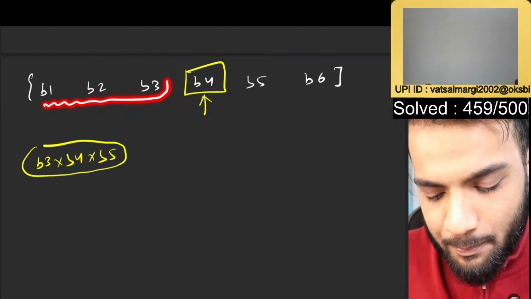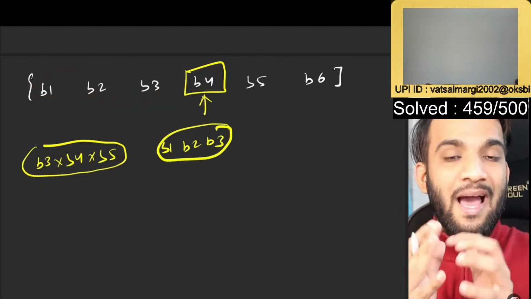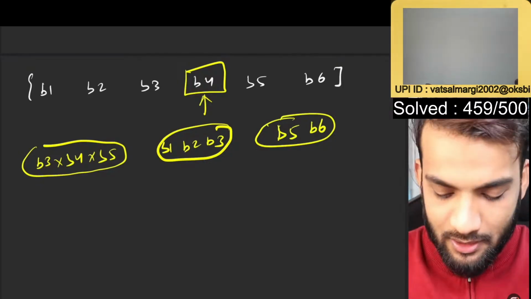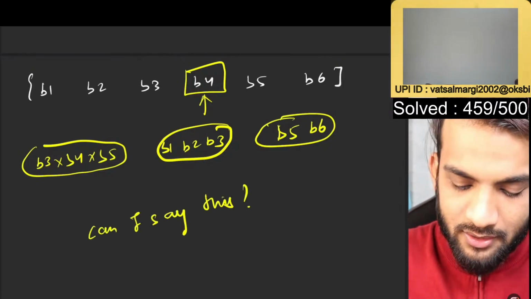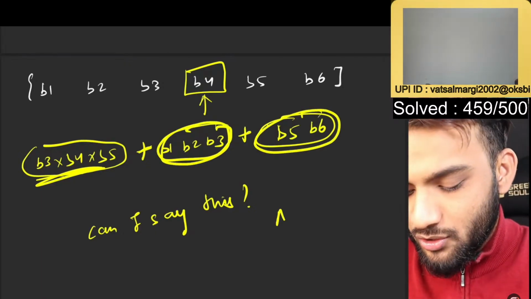Definitely. So I will be left with this subportion to solve, right? I'll be left with a subportion of B2, B3. This is a subproblem, and it has to be solved. And I'll also be left with another subproblem of B5, B6. So apparently, can I say this is a value plus this subproblem we solved plus this subproblem we solved? Can I say this? The answer to this is no, I cannot.